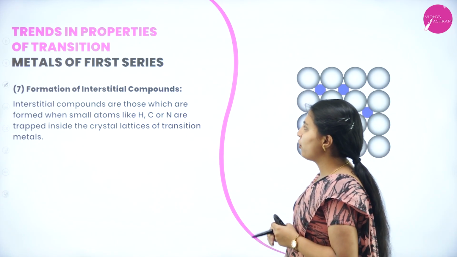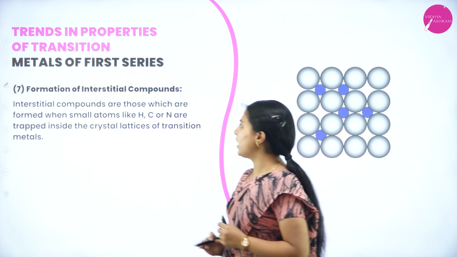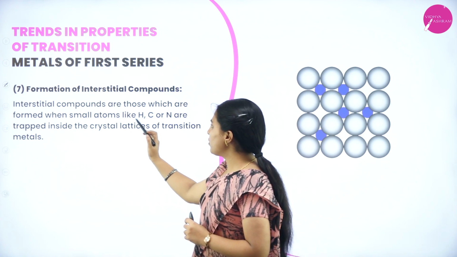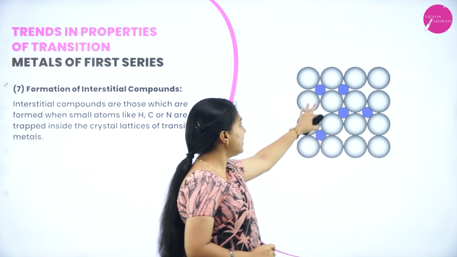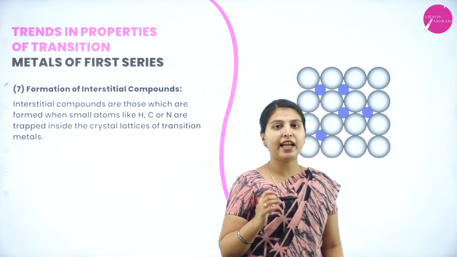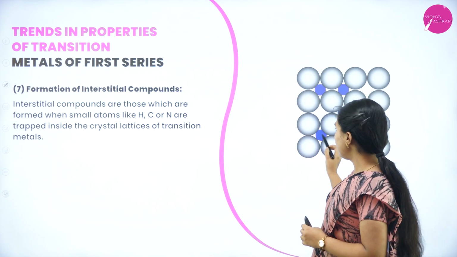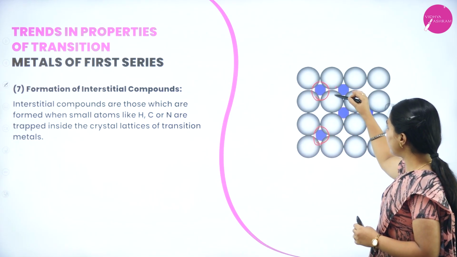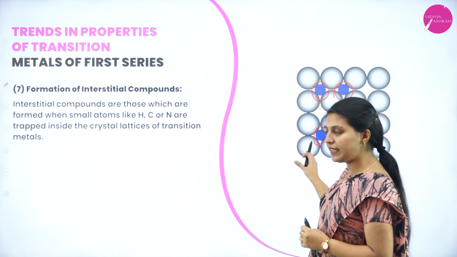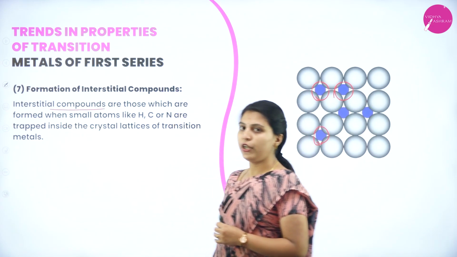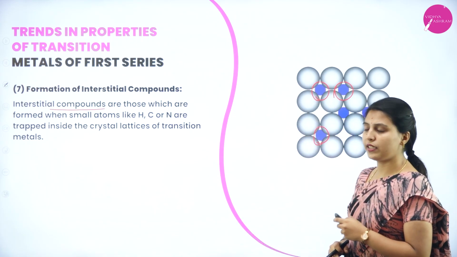Next, formation of interstitial compounds. Interstitial compounds are those which are formed when small atoms like hydrogen, carbon or nitrogen are trapped inside the crystal of transition metals. If you see, these are the metallic crystals, and hydrogen, carbon and nitrogen are trapped in between. They have the capacity to hold these atoms in between. After the trapping of these elements only, the interstitial compounds can be formed. This is the trend in properties of transition metals by formation of interstitial compounds.